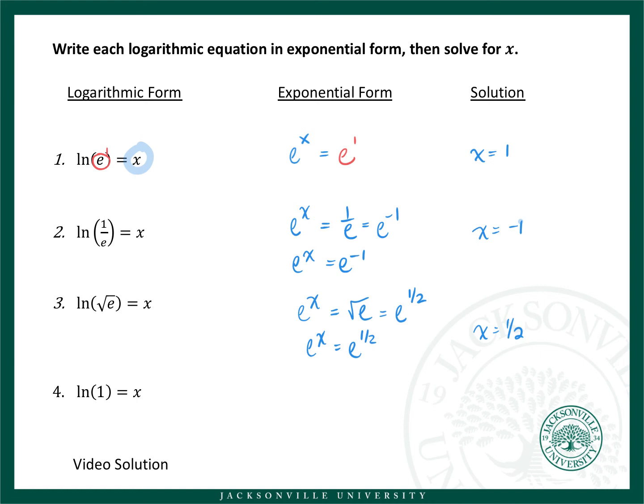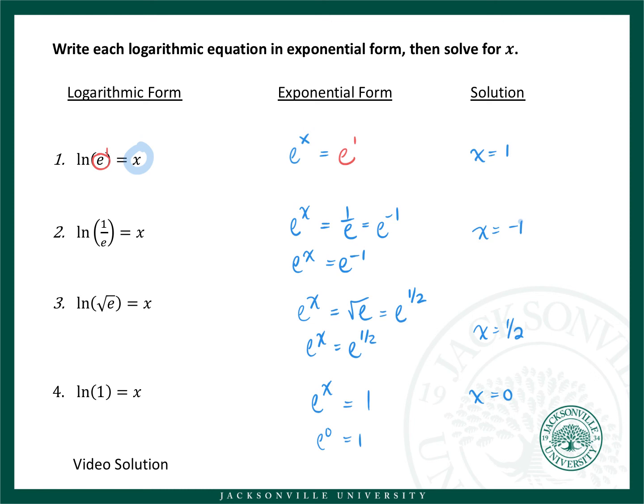And then let's take a look at this last problem. What is the natural log of 1? So the natural log of 1 gives you some x, where x is the power you would raise e to get 1. So remember that any number raised to the 0 power is going to equal 1. So here x is equal to 0.